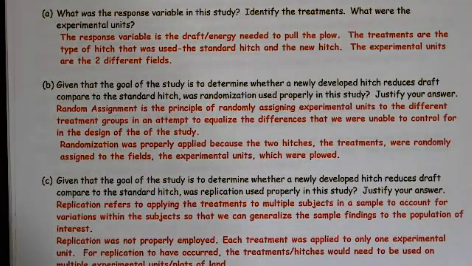Because they did random assignment, and it's an experiment, they randomly assigned the treatments, then randomization was properly applied, right?